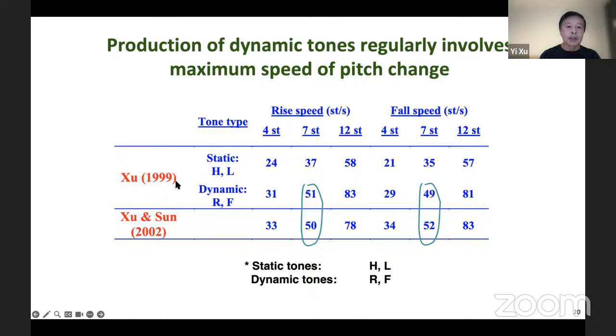It turns out that in natural speech, you have dynamic tones that are rising, falling. The speed of pitch change is about the same as the fastest speed we could get from this study. Whereas for the static tones, speakers do have some leeway so that they can afford to be a bit lazy.